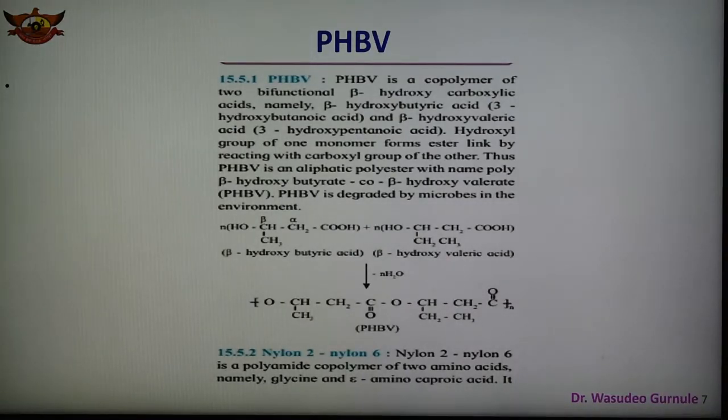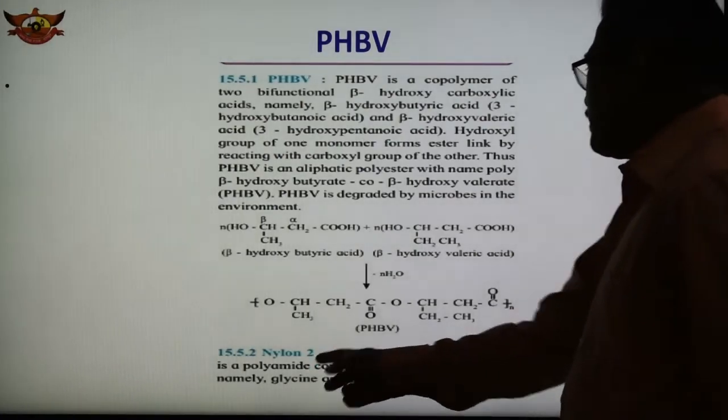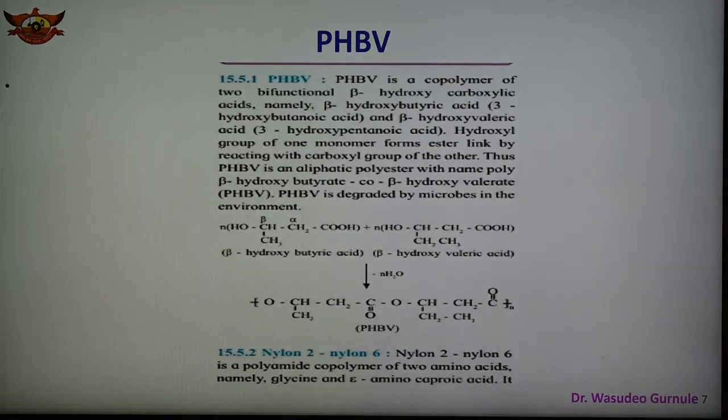Another important biodegradable polymer is nylon 2 nylon 6. Nylon 2 nylon 6 is a polyamide copolymer. The first example is aliphatic polyester, a biodegradable polymer. The second example is a polyamide copolymer, and its example is nylon 2 nylon 6. Nylon 2 nylon 6 is a polyamide copolymer of 2 amino acids. And which 2 amino acids are in it? Glycine and the other is epsilon amino caproic acid.